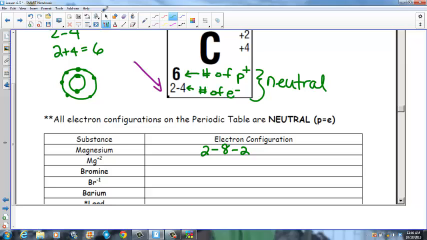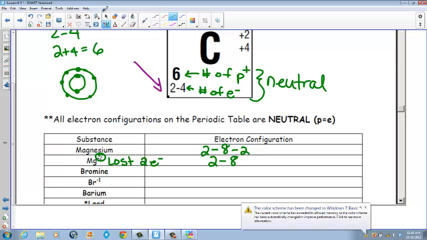Now we have magnesium ion plus 2 charge. This means that it lost 2 electrons. Therefore, we have to take those 2 on the outer energy level off. All right, so now the electron configuration for magnesium ion is 2-8. The 2 electrons on the end, or the outer energy level, have been lost.